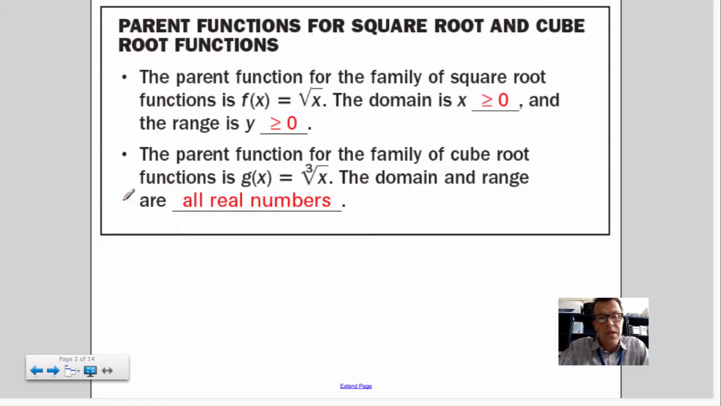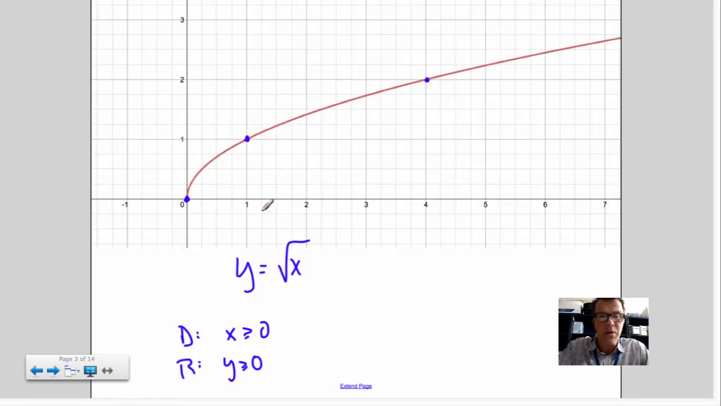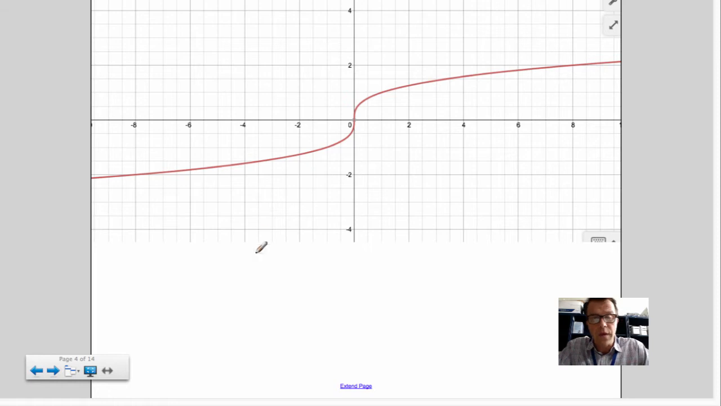And then the other one was the parent graph for the cube root function. So this cube root function. And notice the domain and range here, all real numbers. How the heck does that work? Well, here's the graph, sorry, this is the graph of the third root of x. And notice if you're plotting points, we go through the origin, right? The third root of 0 is 0. The third root of 1 is 1. And the third root of negative 1 is negative 1, right? Negative 1 times negative 1 times negative 1 is still negative 1.